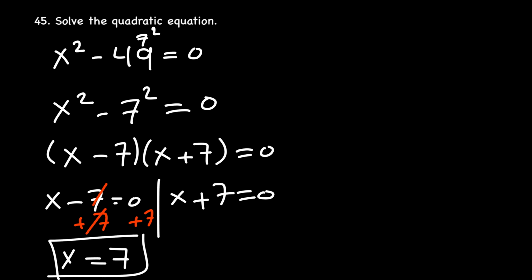For this part, x plus 7 equals 0. I have to minus 7 from both sides. So these will cancel out. So x equals minus 7.